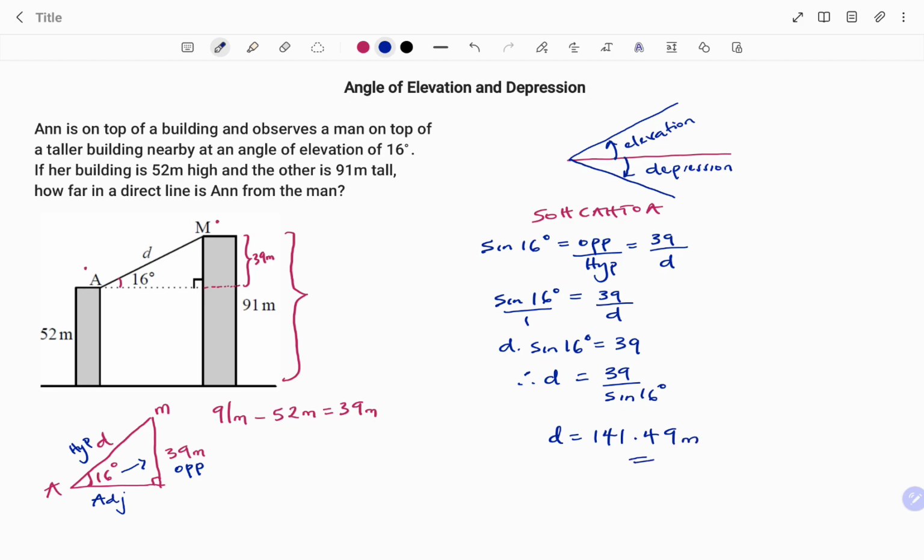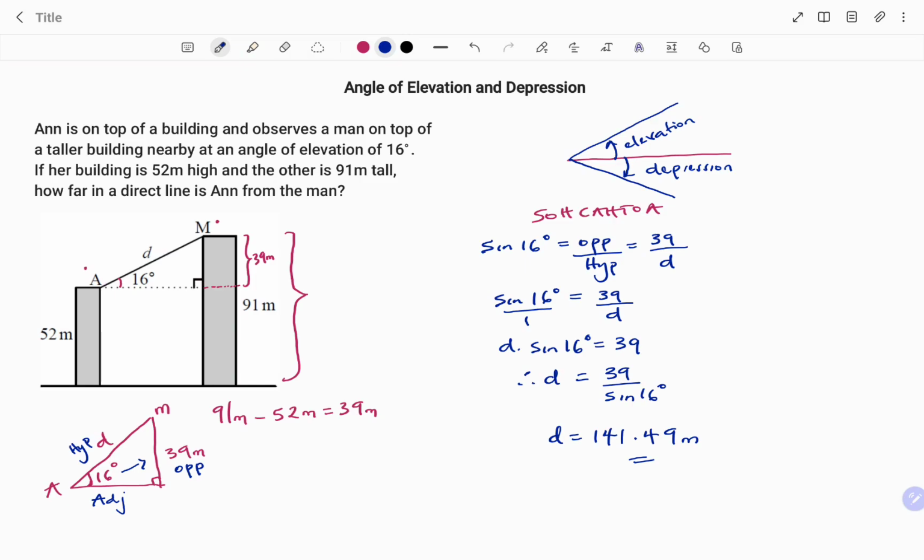Let's look at the other example. Julia observes a car approaching on the desert plain from a position on top of a 30 meter cliff. The angle of depression of the car at that instant is 47 degrees. How far from the base of the cliff is the car?